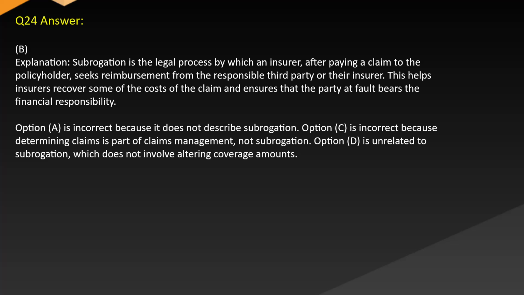Answer B. Explanation. Subrogation is the legal process by which an insurer, after paying a claim to the policyholder, seeks reimbursement from the responsible third party or their insurer. This helps insurers recover some of the costs of the claim and ensures that the party at fault bears the financial responsibility. Option A is incorrect because it does not describe subrogation.